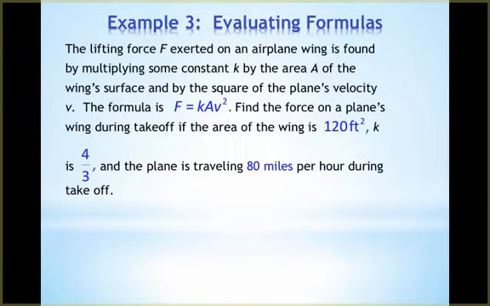It tells us that the lifting force exerted on an airplane wing is found by multiplying some constant K by the area of the surface of the wing and the square of the plane's velocity. So our formula becomes F equals K times A V squared.